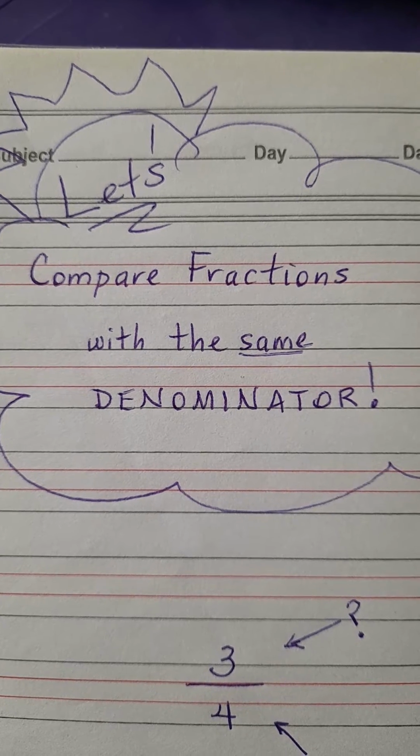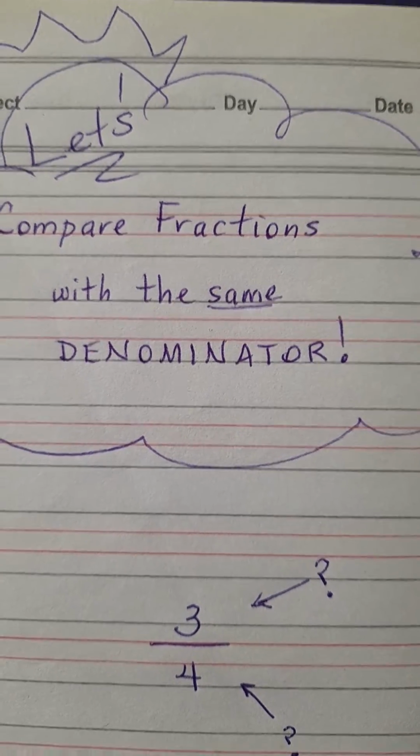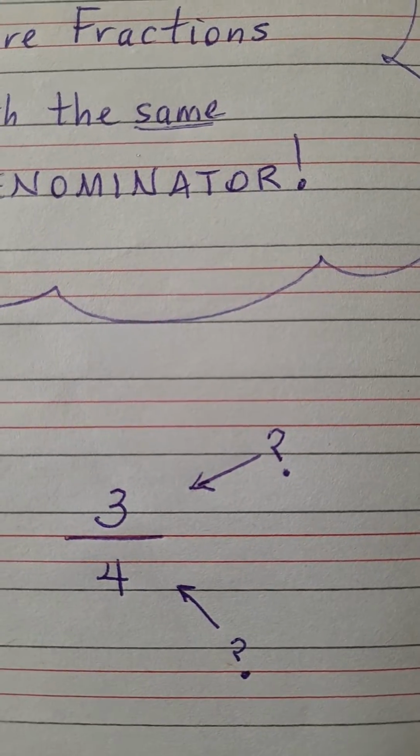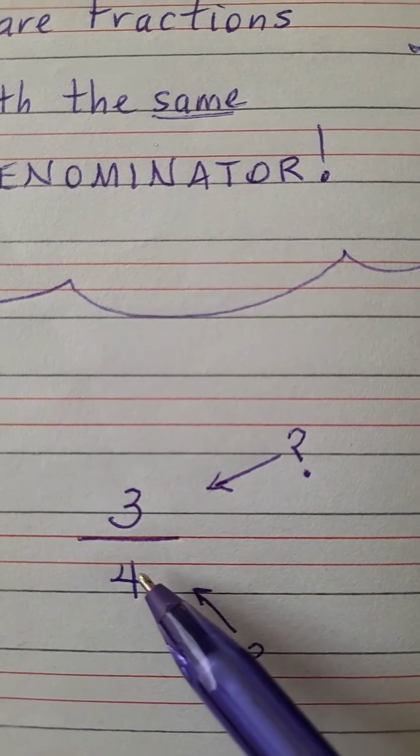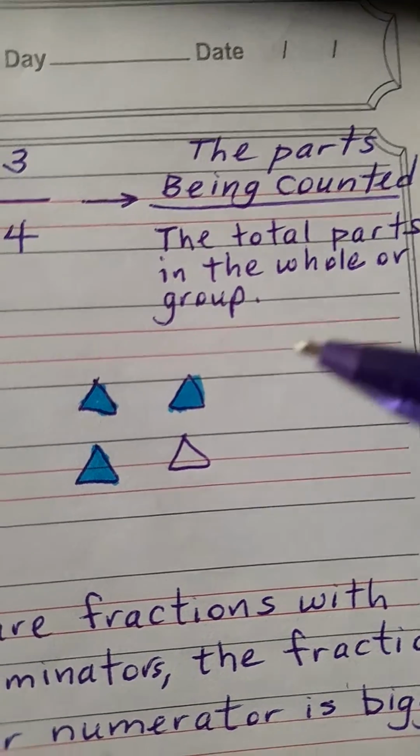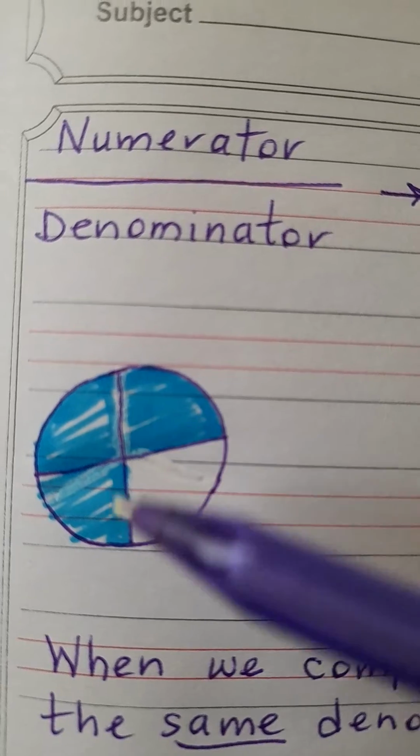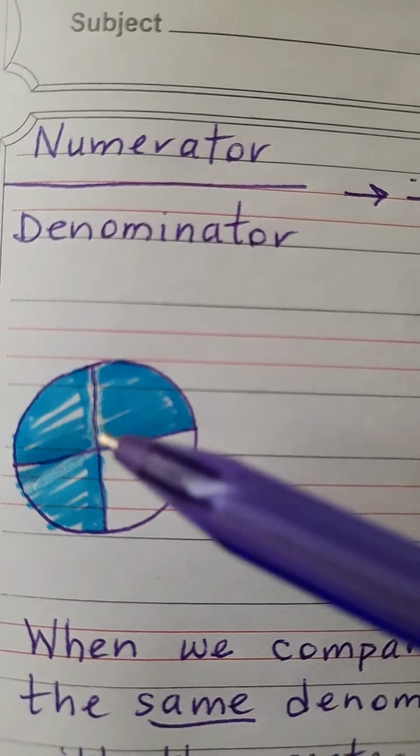So continuing with our lesson about comparing fractions with the same denominator, we discussed that this number right here is the denominator, and it represents the total parts in the group, like this group. This would be a 4 as the denominator, or in the whole. This is a whole object. There are 4 parts available.